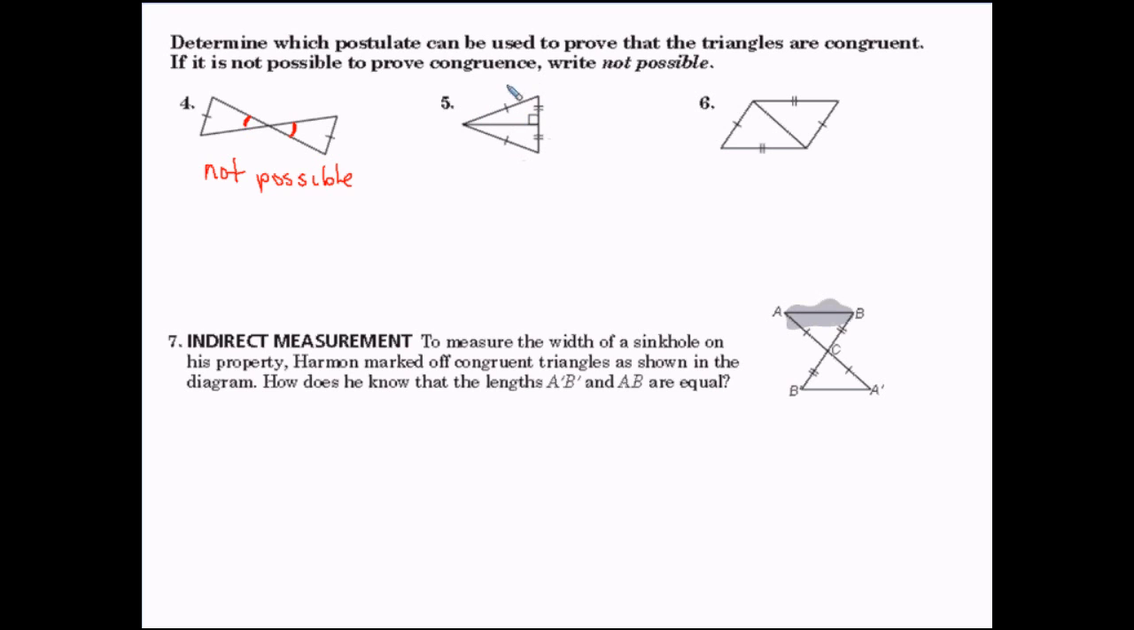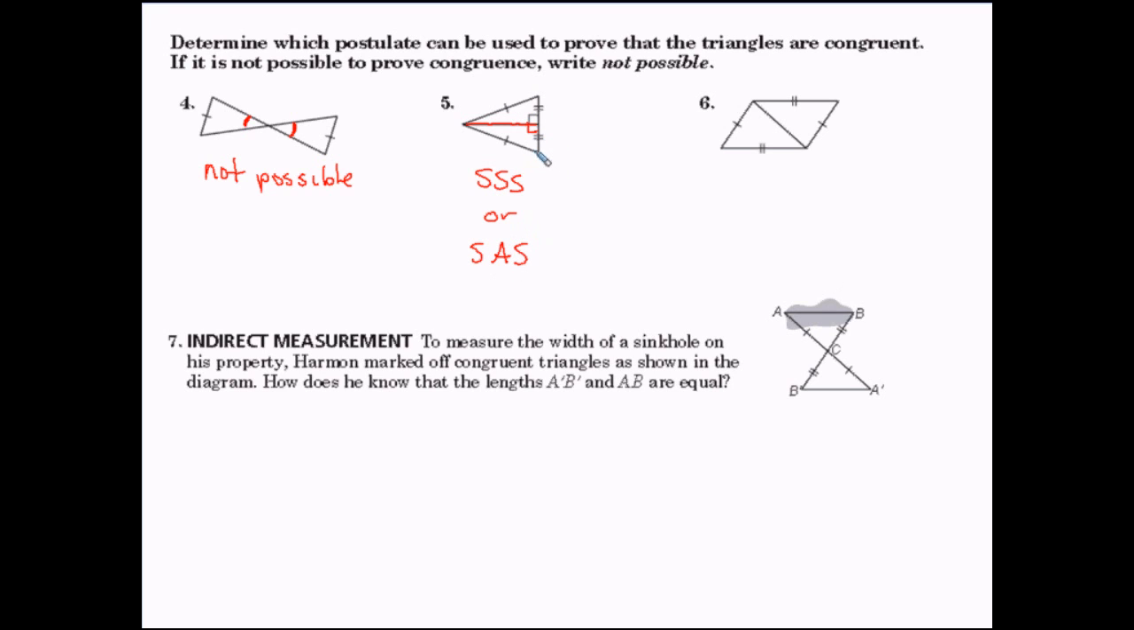For number 5, I could use two different ways. I could use side, side, side because they share this side right here. But also, because they share that side, and because if this is 90, this is 90, I also have side angle side. Do you see that? Side angle side, where these two 90-degree angles are the angle that they have in common. So this one could also be side angle side.